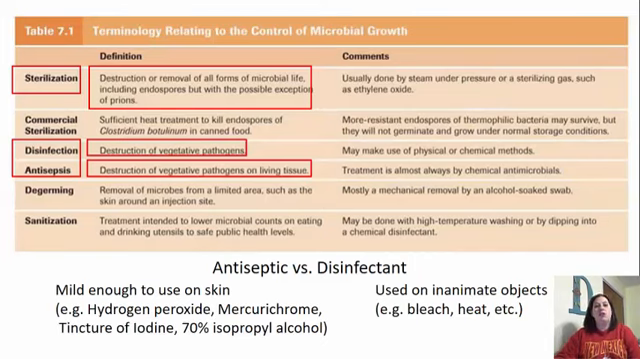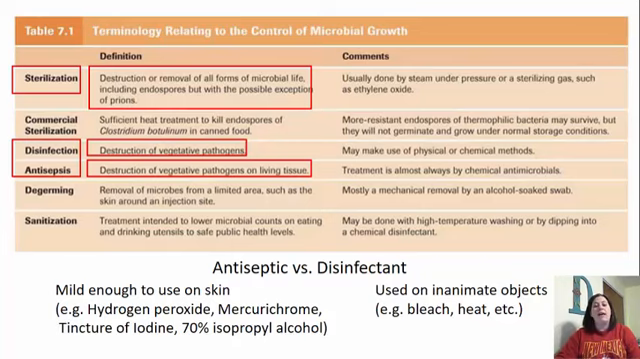Sterilization is the destruction or removal of all forms of microbial life. Now, this does include endospores, okay? But with the possible exception of prions. Because of this, they're harder to potentially get. Sterilization may not take care of them, but it does take care of endospores. If we look at disinfection, this is going to be the destruction of vegetative pathogens. It's not going to take care of endospores, but it will take care of the vegetative pathogens.